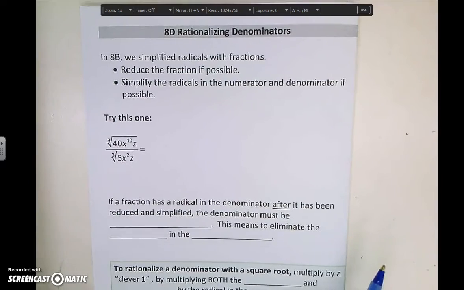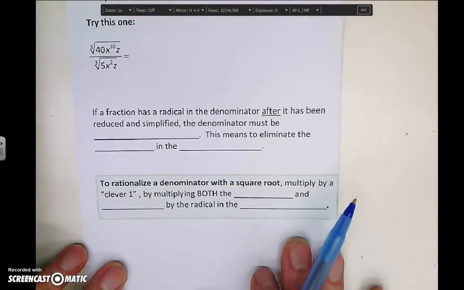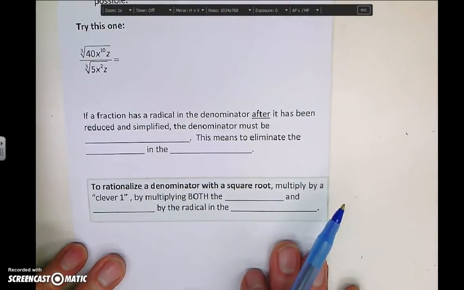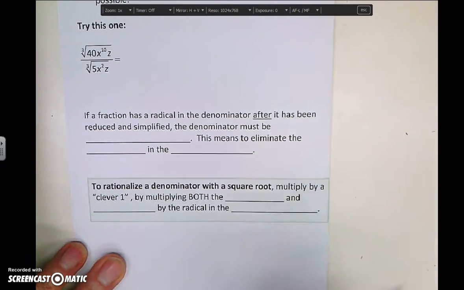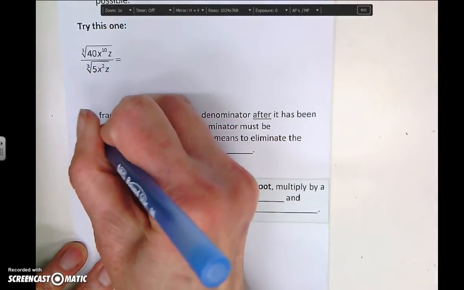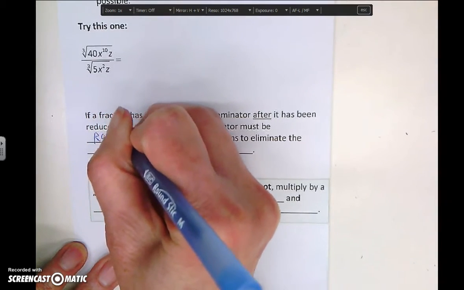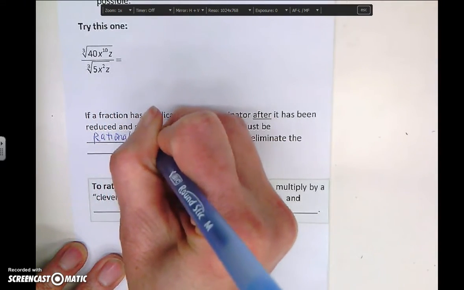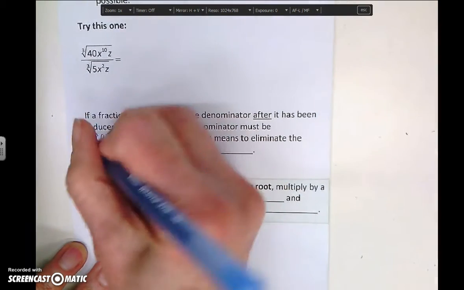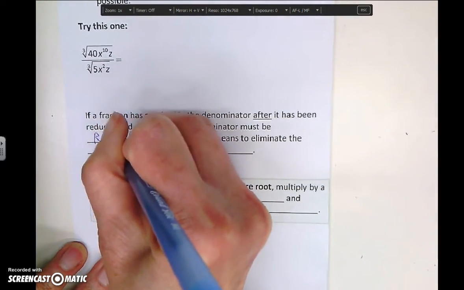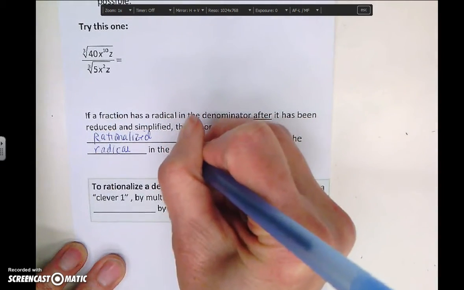So stop the video. All right, so now if a fraction has a radical in the denominator after you've done those two steps, so after it's been reduced and simplified, the denominator must be rationalized. So that means to change it. That means to eliminate the radical in the denominator.